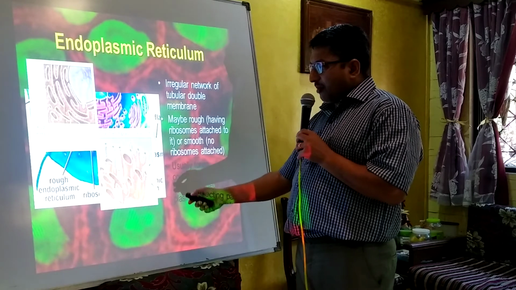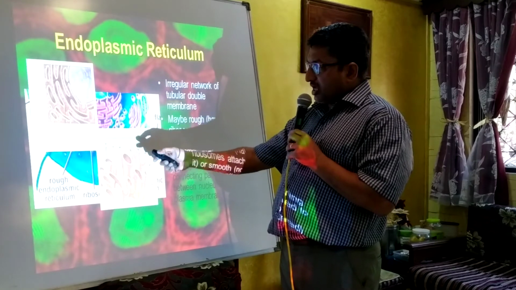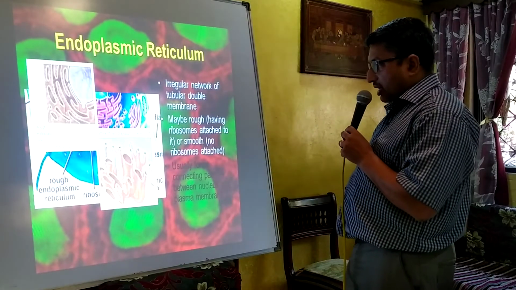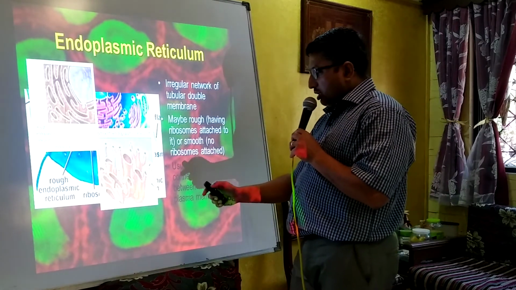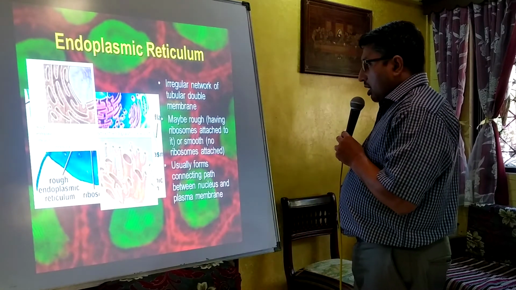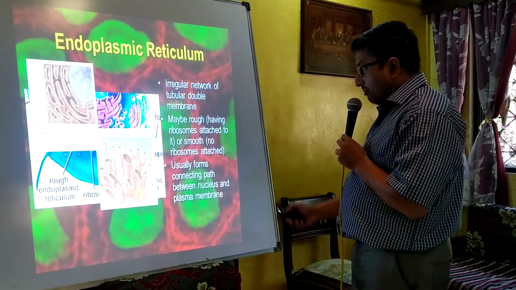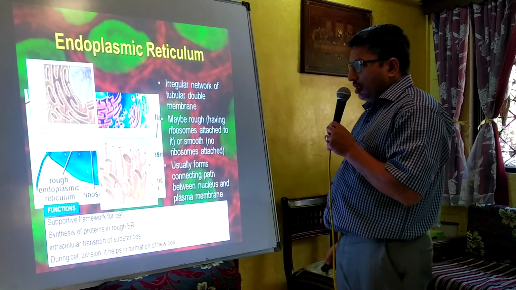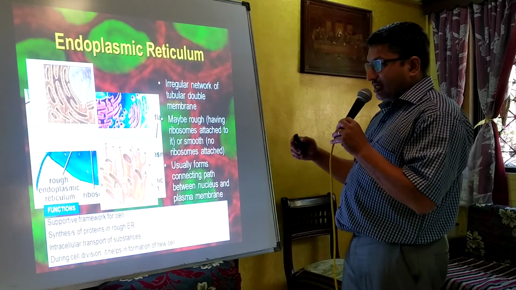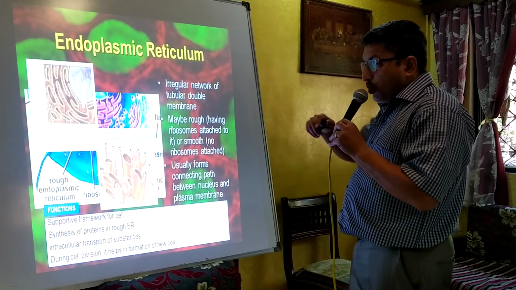And if ribosomes are present on the walls, then it becomes rough. So these are the endoplasmic reticulums with ribosomes, known as rough endoplasmic reticulum. And without ribosomes, it is known as the smooth endoplasmic reticulum. It forms a connection between the nucleus and the plasma membrane. Function: it forms a supportive framework of the cell. It helps in synthesis of proteins. It helps in transport of substances within the cell.